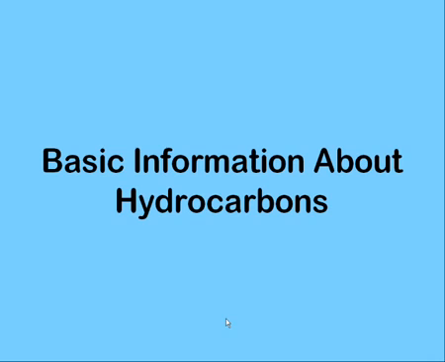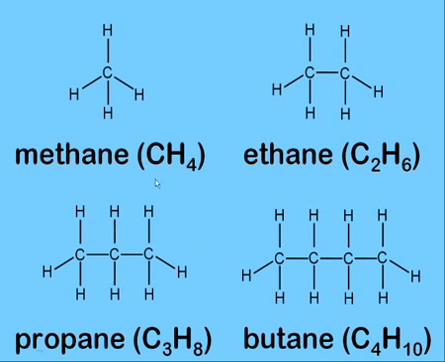Okay, this video is going to give you some basic information about hydrocarbons. When I say that term, hydrocarbon, I'm talking about a substance that contains only carbon and hydrogen. Now if we assume that the simplest form of hydrocarbon would be methane, it makes sense that you have one carbon and four hydrogens. It gets more complicated when you start adding carbons to the chain. So the simplest hydrocarbon is CH4 and it's called methane.